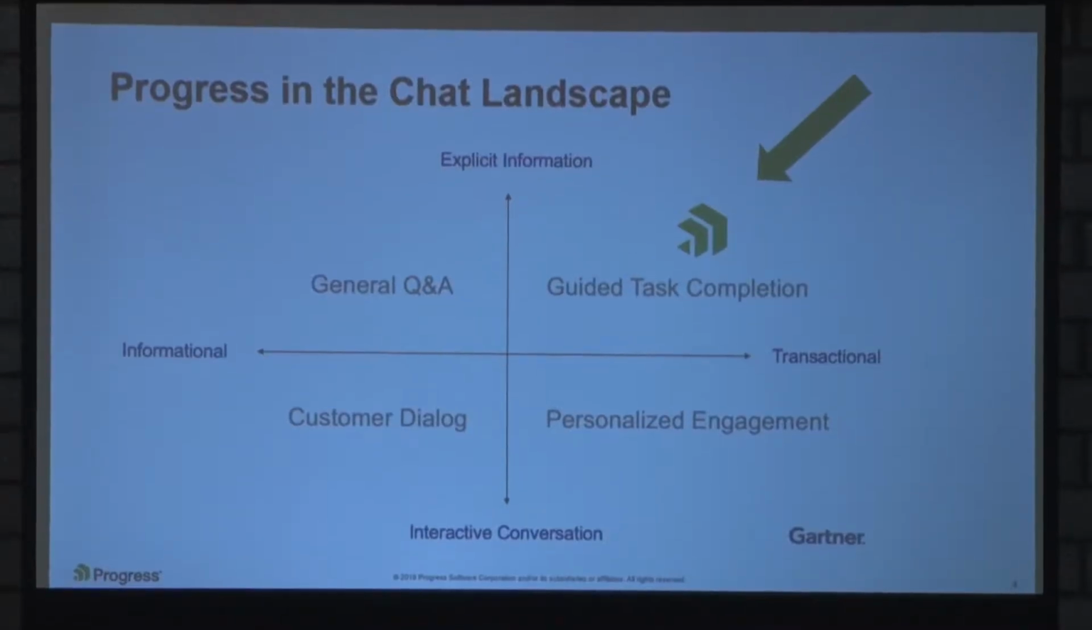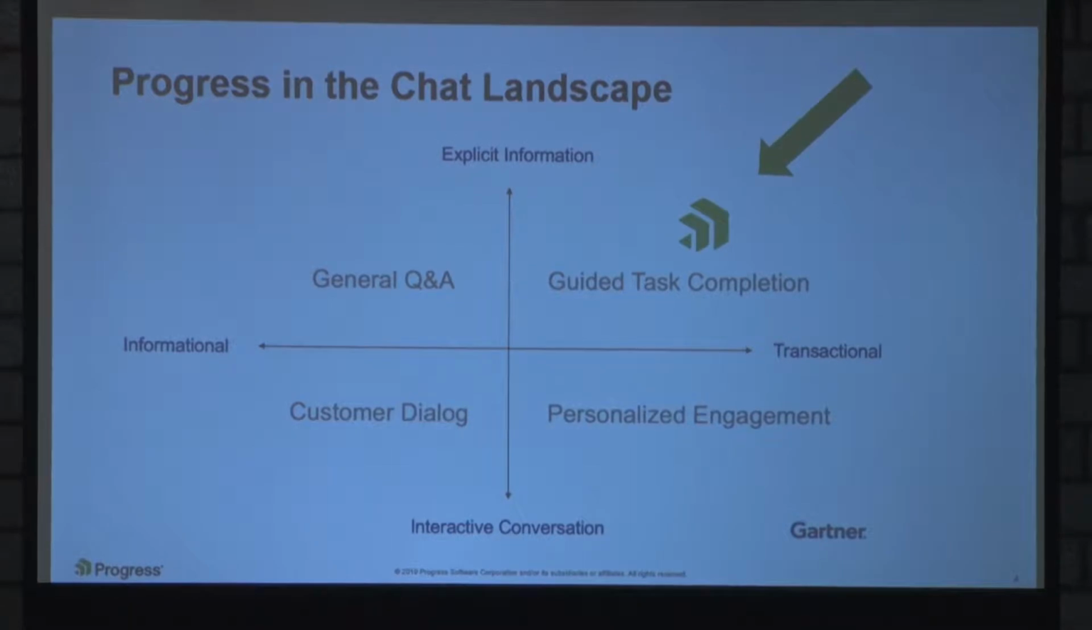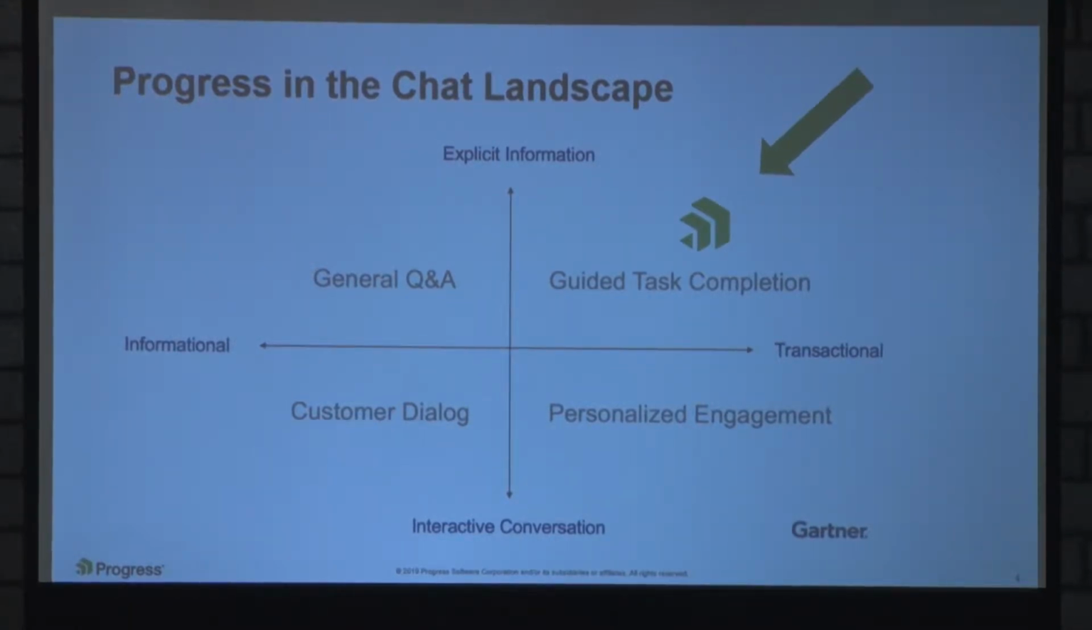So guided task completion is about completing user goals in an automated way, generally connecting to systems, pulling and pushing data. Think of it like ordering products. You could order a product through guided task completion. The right product just for you.